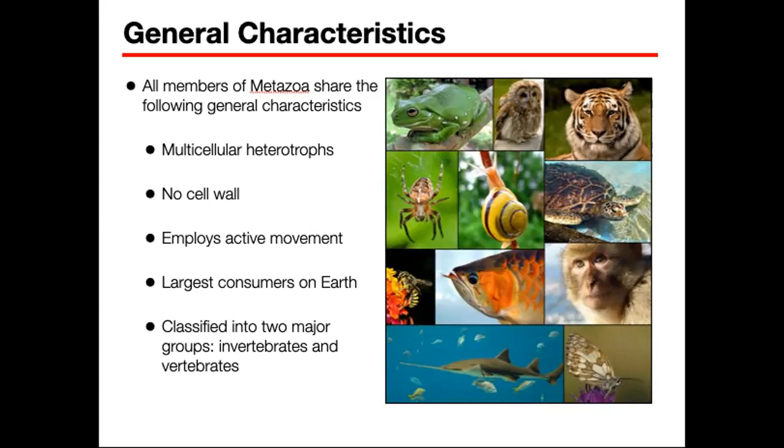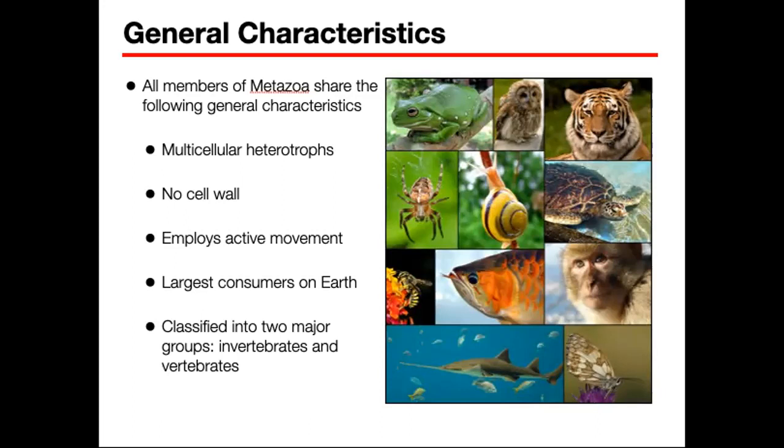Okay, multicellular heterotroph means it's composed of many cells, and these cells are differentiated into tissues and organs that have specialized functions. They're very much different from fungi, from protists, and from unicellular organisms. Heterotroph means they cannot make their own food. They do not have a cell wall, and that also has implications in terms of their characteristics.